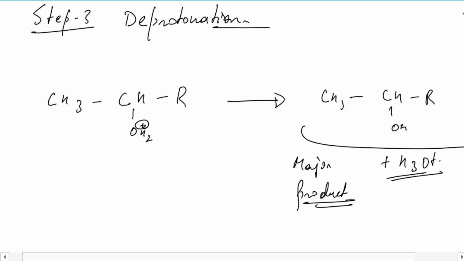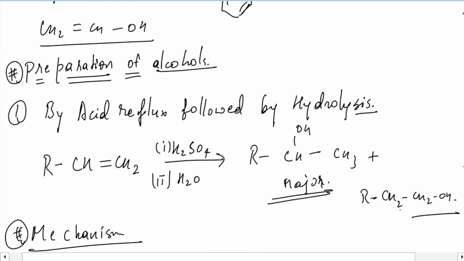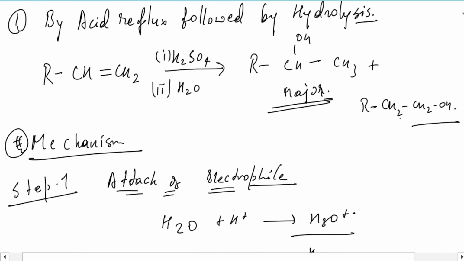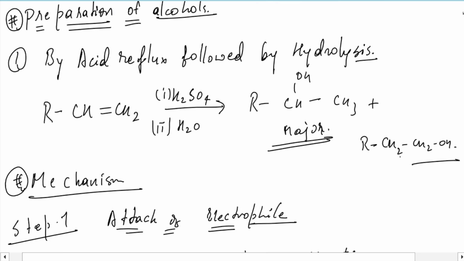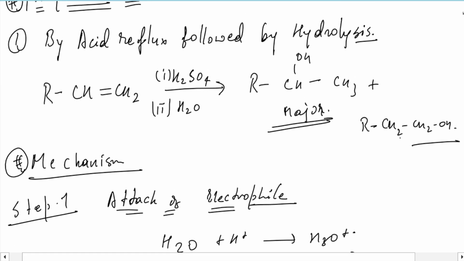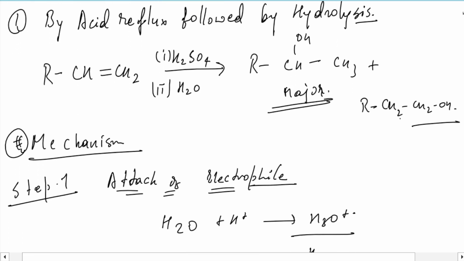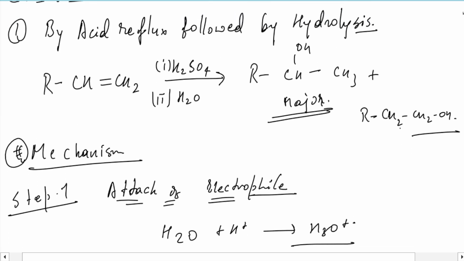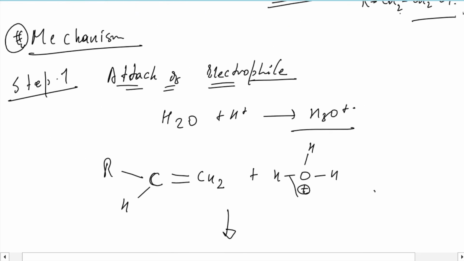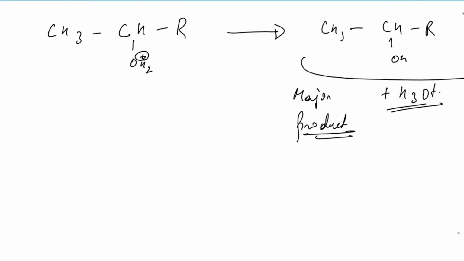So that was all about the acid catalyzed hydrolysis of alkenes. So in this we are just taking H2SO4 in the presence of H2O, and the major product formed here is secondary alcohol. Okay. Next is the hydroboration oxidation reaction from alkenes only.